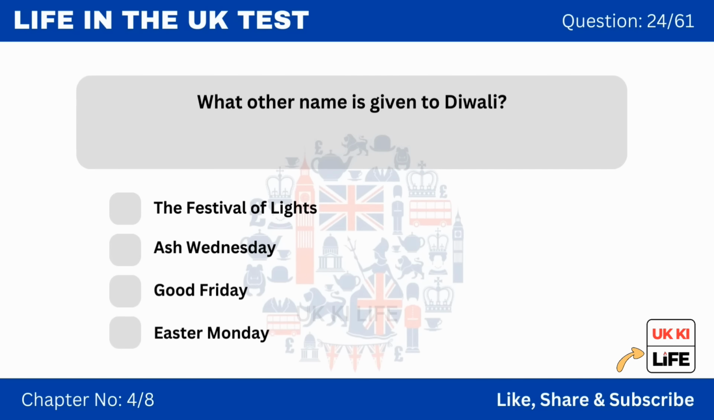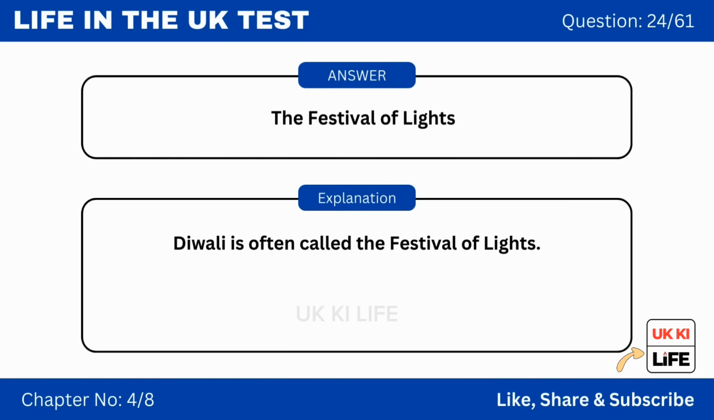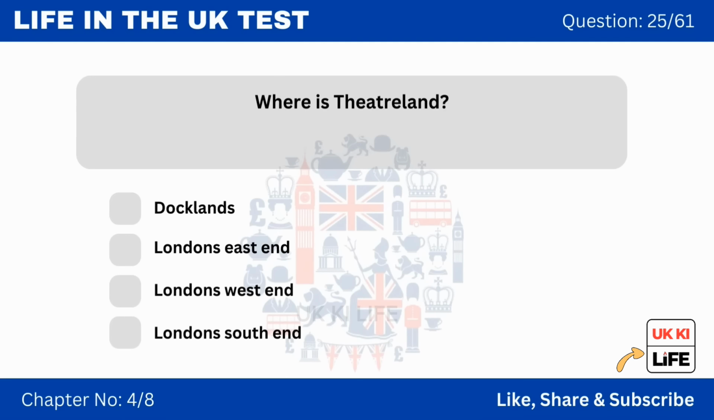The correct option is A. Explanation. Diwali is often called the Festival of Lights. Question 25. Where is Theatreland? Docklands, London's East End, London's West End, London's South End.